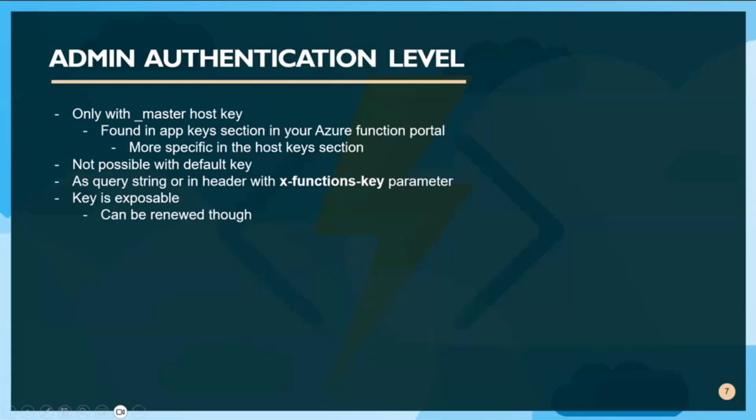Then we have the admin authentication level. The admin authentication level, you use that with the master key, not a default key. It's actually quite the same as a function key, just that you don't use the default key, but you have to use a master key for this. This is for a little bit more security. And just like the function key, you can pass it as a query string or in the x-functions-key parameter in the headers. And you can also renew it if the key is exposed.